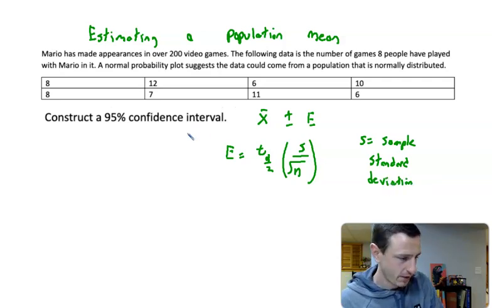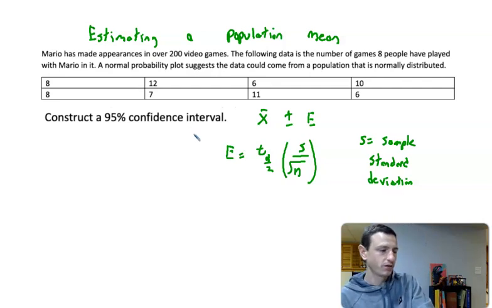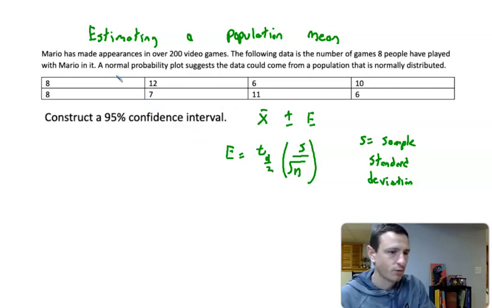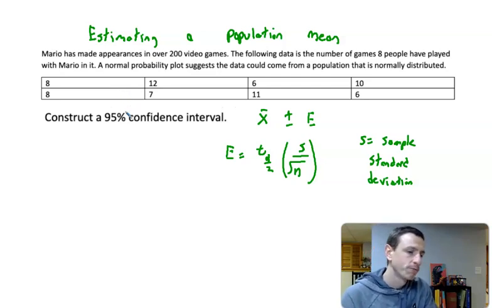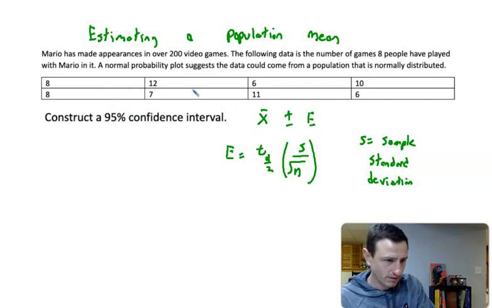When we're trying to estimate a population mean, most of the problems, I'm not going to say all, will give you the data. So in this problem, Mario has made appearances in over 200 video games. The following data is the number of games 8 people have played with Mario in it. A normal probability plot suggests that the data could come from a population that is normally distributed. So we just have this data here.